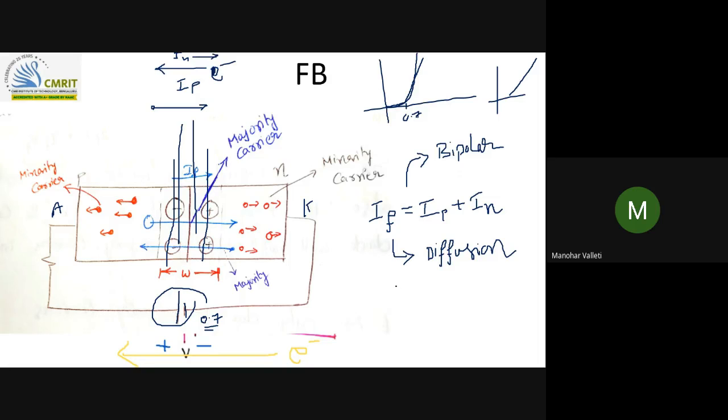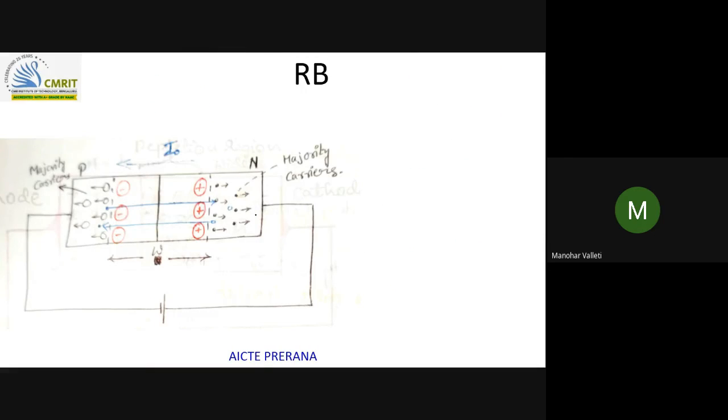Okay, any doubts in this? Moving on to the next. So forward current is diffusion current. If you connect the same diode in reverse bias, what will happen? Reverse bias means the anode is connected to the negative of the battery, and the cathode is connected to the positive of the battery.